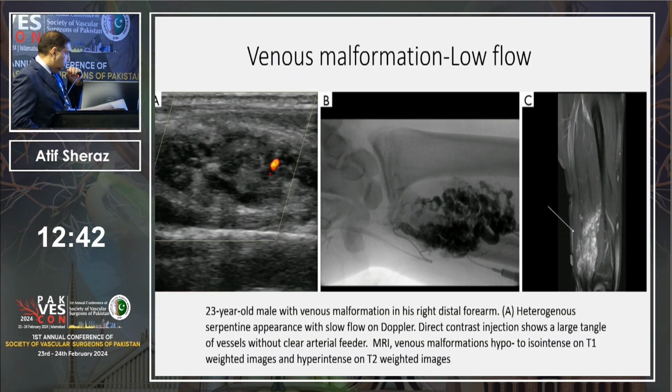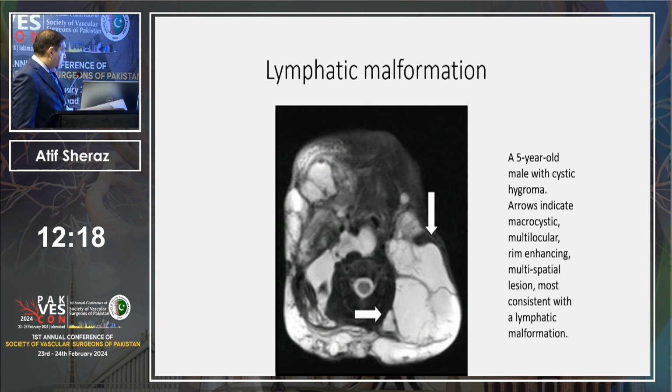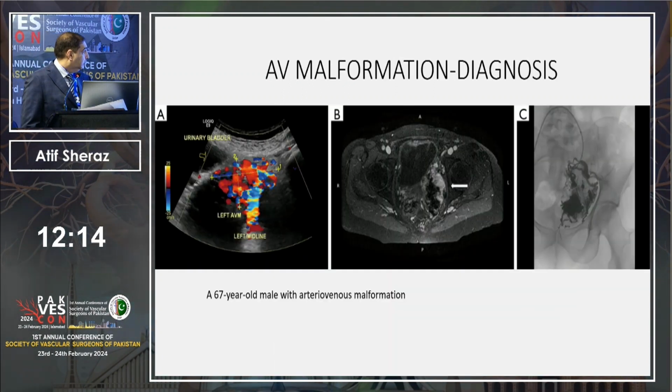Right. I'll not be discussing venous malformation, but just for comparison, a venous malformation would show a heterogeneous serpentine appearance. The Doppler flow would not be high flow. There would be hardly any arterialization. Direct puncture will show these serpiginous vessels, and it will appear hyperintense on T2. A lymphatic malformation would be just cystic spaces with no vascularity.